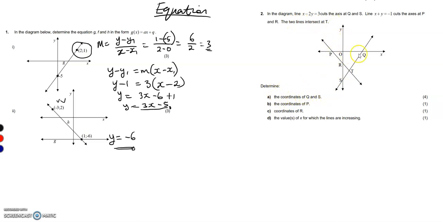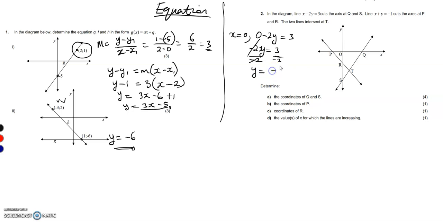So Q and S. These are like intercepts, so they're asking us for intercepts. So what do you need to do here? For the y-intercept, x equals 0. Then you're going to say 0 minus 2y is equal to 3. So negative 2y is equal to 3. Then you divide both sides by negative 2. Then what are we going to get there? We're going to get y equal to negative 3 over 2. That's our y.